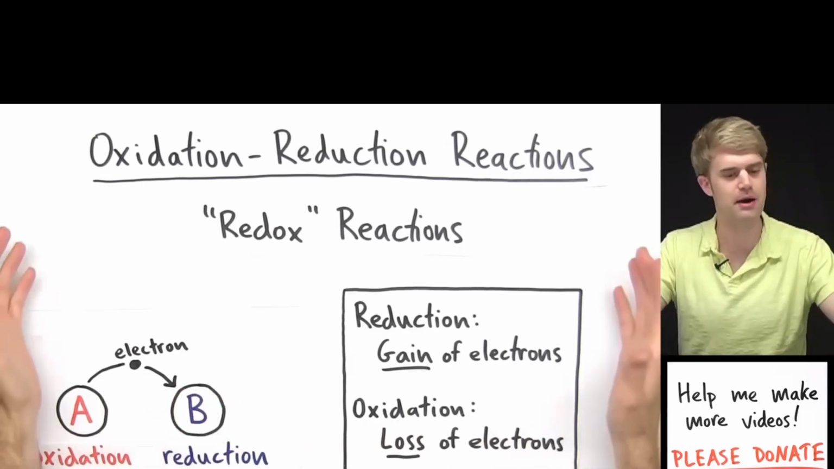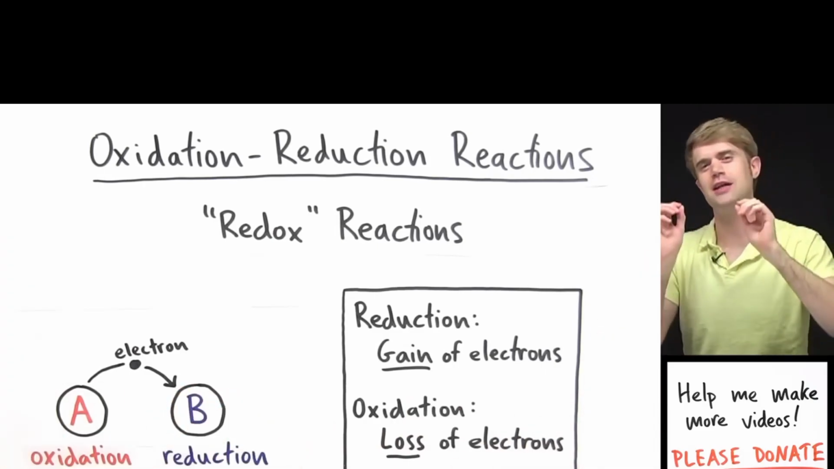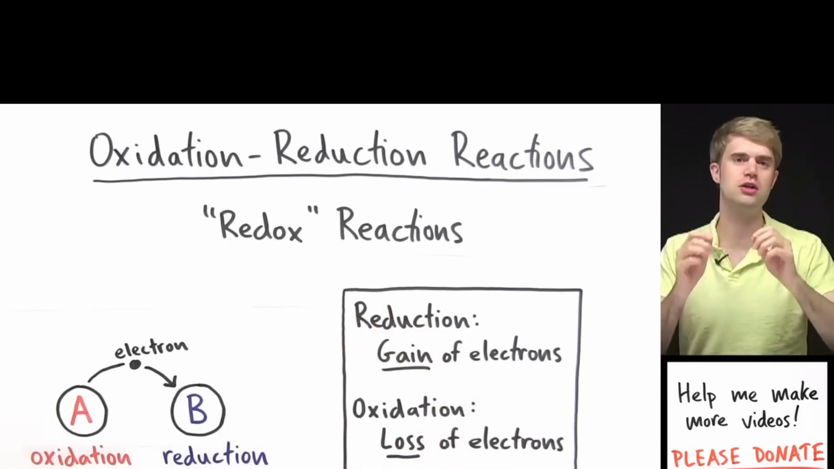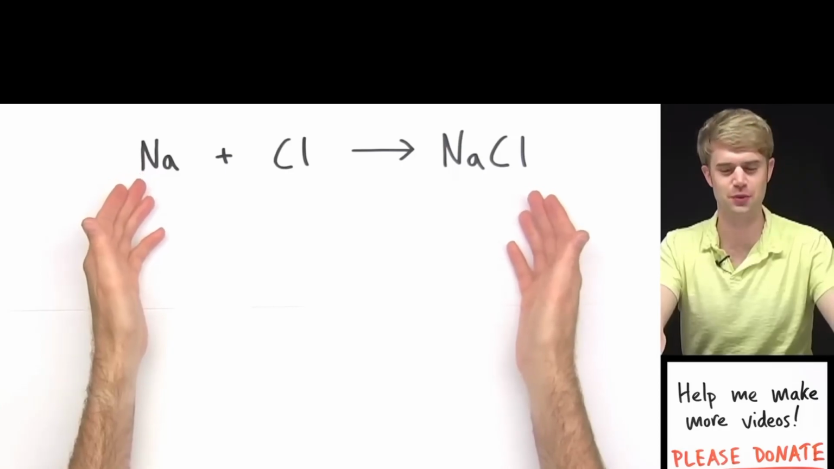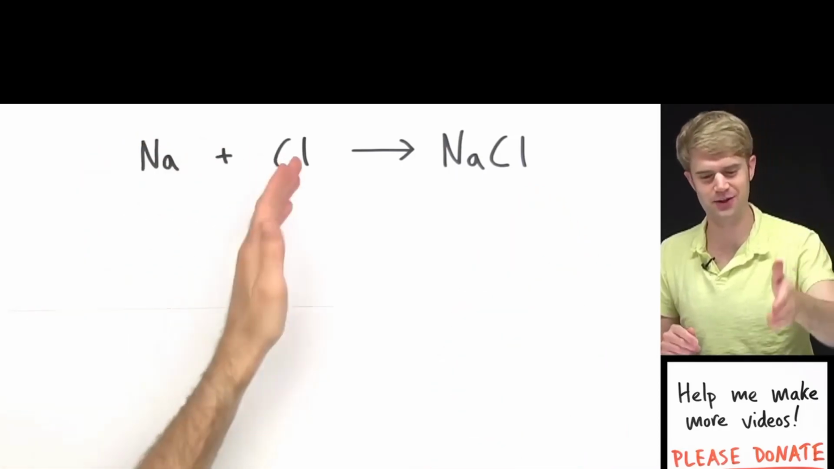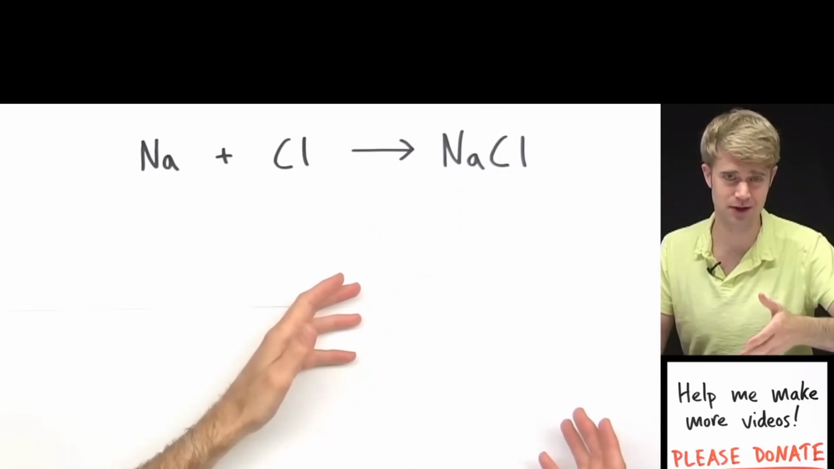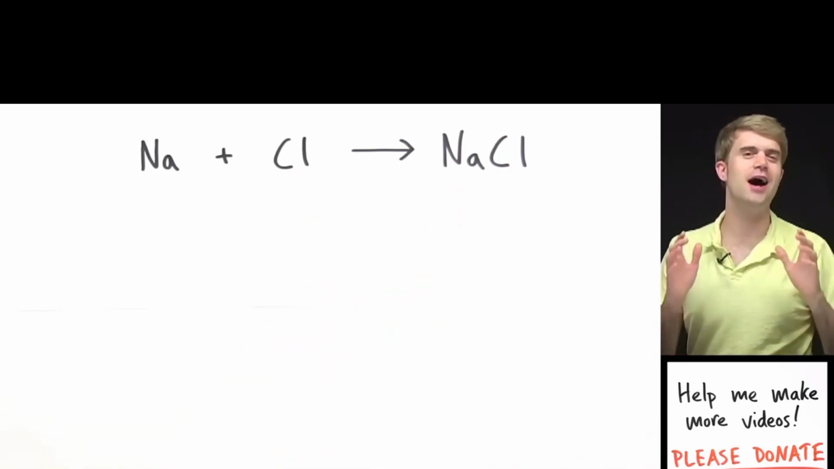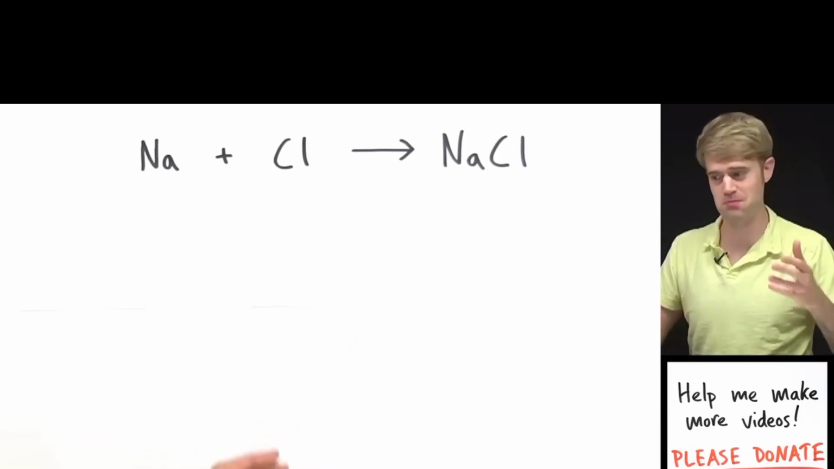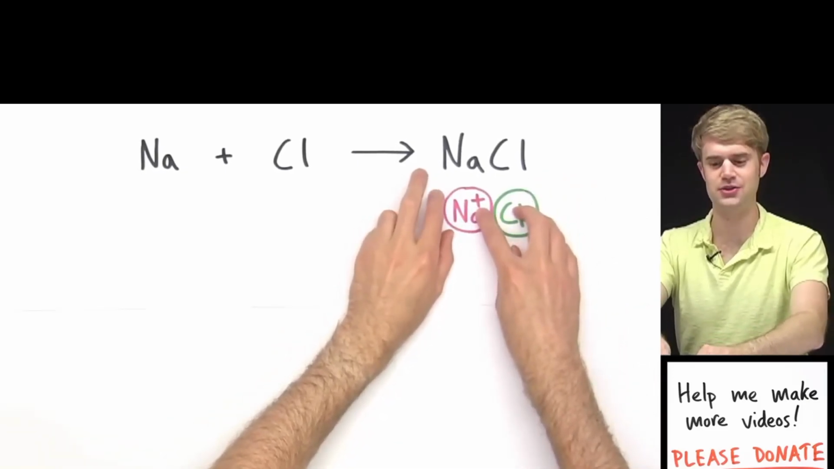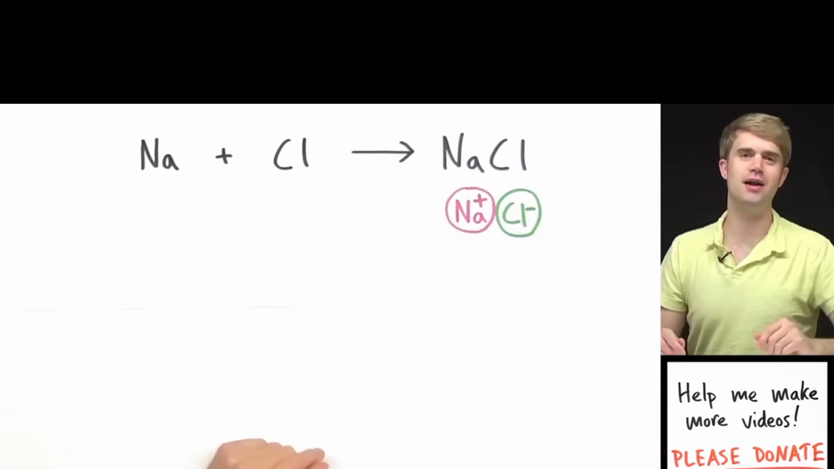So to learn more about this stuff, we're going to have to look at an example of a chemical reaction where oxidation and reduction are taking place. Here's a chemical reaction that we're going to be talking about. Sodium and chlorine coming together to make sodium chloride, table salt. Now, sodium chloride is an ionic compound, which means that it's made of ions. Specifically, the sodium 1+ and the chloride 1- ion.